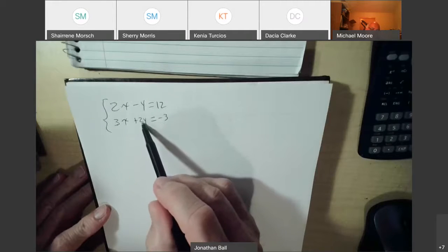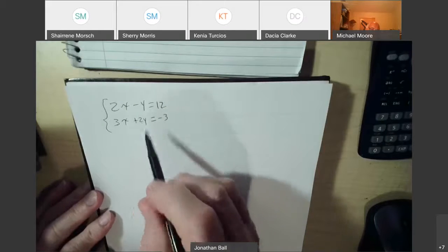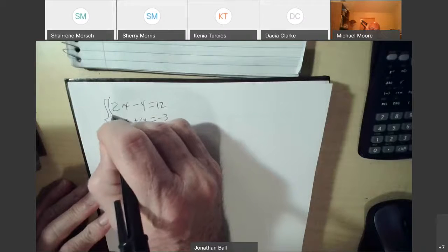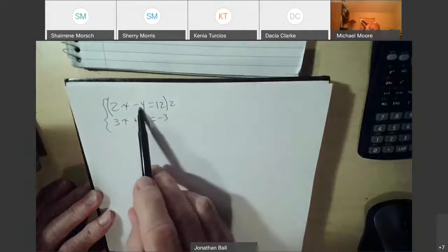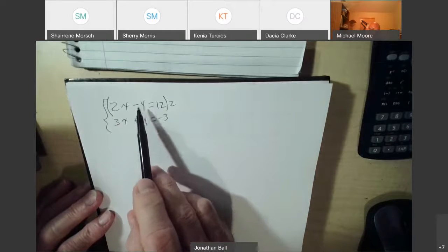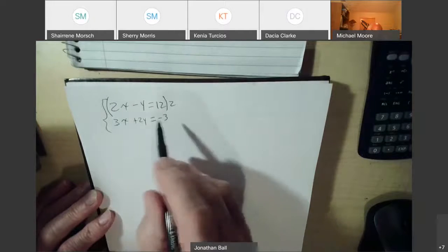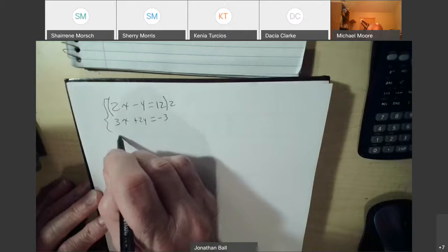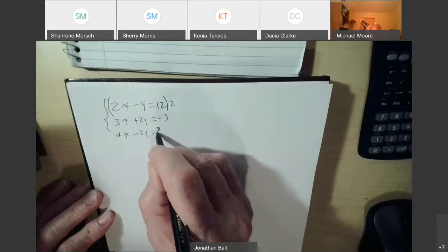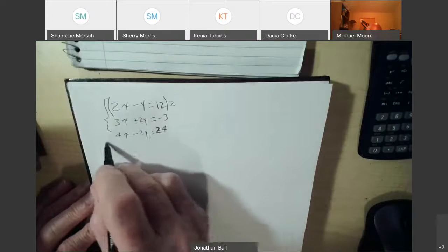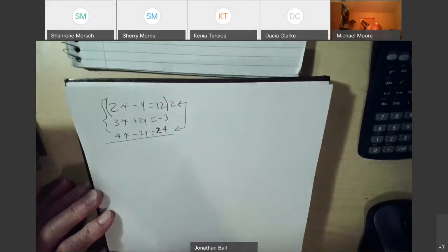Now again, what we want is to eliminate one of the variables. So we multiply or divide. We're going to multiply this one by 2. And when we do, we're going to get negative 2y. Negative 2y plus 2y is 0. That way we're going to eliminate the y. So we multiply everything in here by 2. We get 4x minus 2y equals 24. And remember, this equation and this one are the same. They just look different.